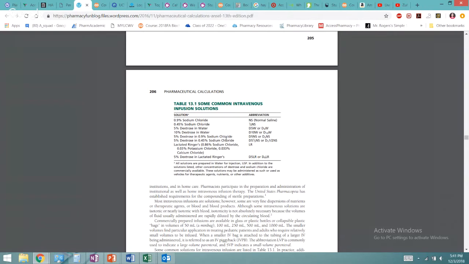I'm just going to point out some stuff. So you have sodium chloride. So this is isotonic, and this is 0.45 sodium chloride. This is hypotonic. Then you have 5% dextrose, which is isotonic. Then you have 10% dextrose in water, which is hypertonic. And then you have these ones, which are isotonic. This is slightly hypotonic, I believe. I'm not quite sure. I've never used some of these because I didn't work in a hospital. But I do know this from compounding.